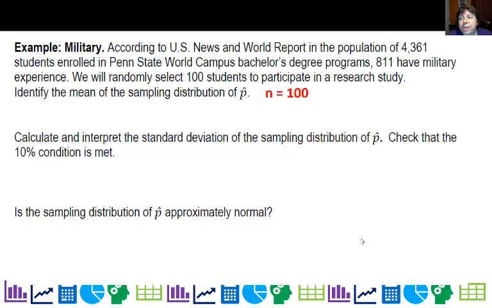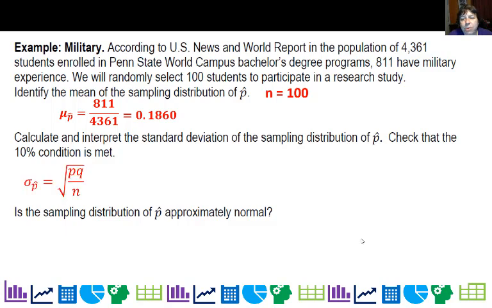Well, we know that n is going to be 100, but we're not going to need that just yet, okay? My mean is going to be the 811 over 4361, or 0.1860, okay? So I would expect my sample to come up close to that. There'll be some variability, and we'll talk about that. Calculate and interpret the standard deviation of that sampling distribution.